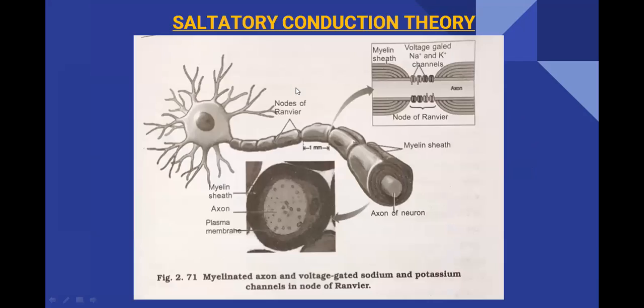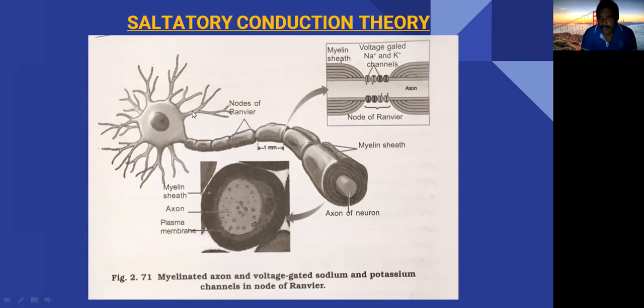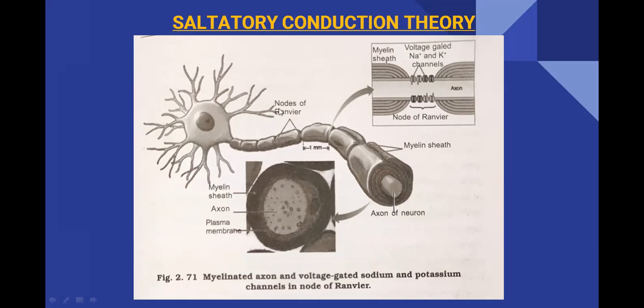And coming to the second theory, saltatory conduction theory. This theory has been proposed to explain how the nerve impulse is propagated in myelinated neurons. We have already discussed the structure of myelinated neurons. The axon of these neurons has many myelin sheaths around it. Myelin sheaths are actually Schwann cells.